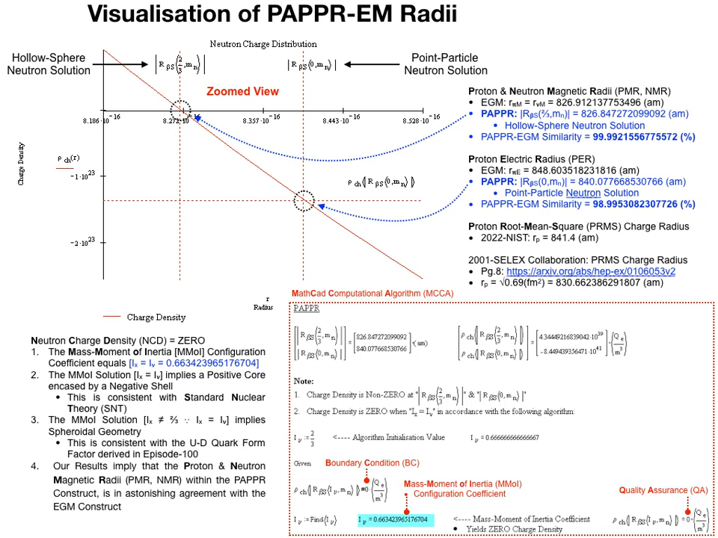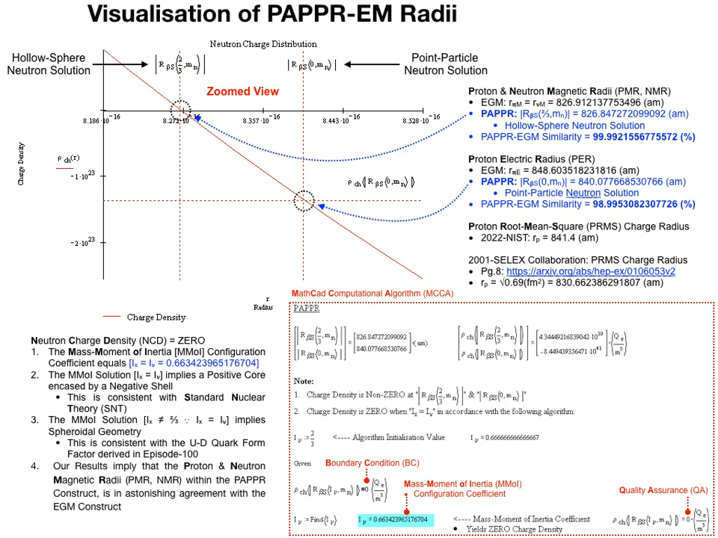Number 4. Our results imply that the proton and neutron magnetic radii within the PAPPR construct may be articulated as appears on screen. As we can see, the correlation to the EGM result is astonishing. The similarity between the PAPPR and EGM results is greater than 99.99%. Utilizing point-particle neutron geometry, we obtain a proton electric radius solution.